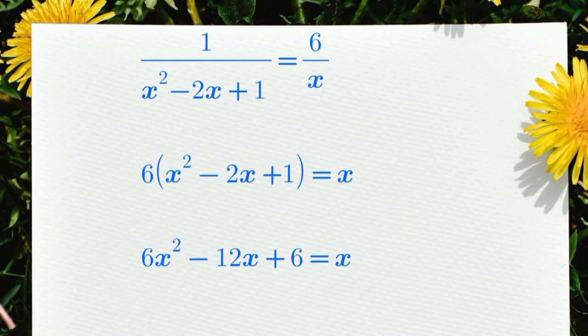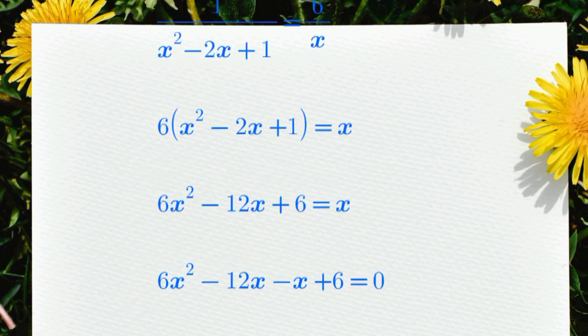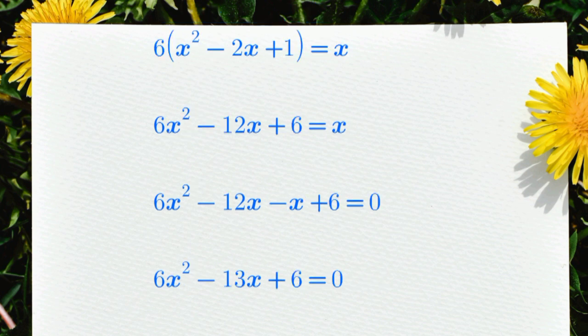Now, the next step we're going to take is to equate our equation to 0. So we add negative x to both sides of the equation. This gives us 6x squared minus 12x minus x plus 6 is equal to 0. Obviously, as you can see, we have minus 12x minus x, so this gives us 13x. So we have our equation as 6x squared minus 13x plus 6 is equal to 0.